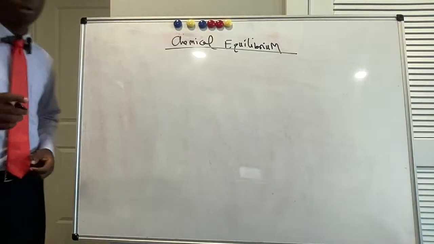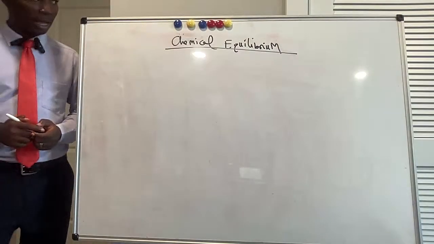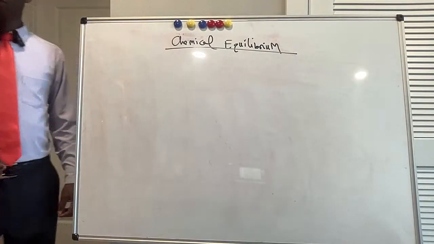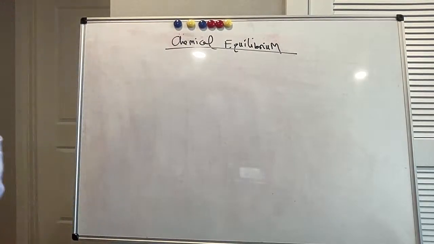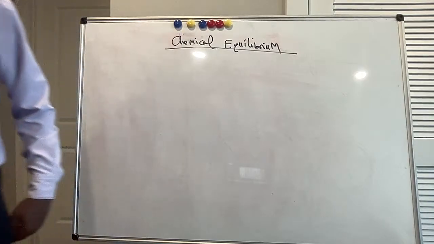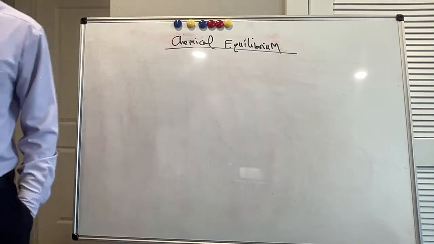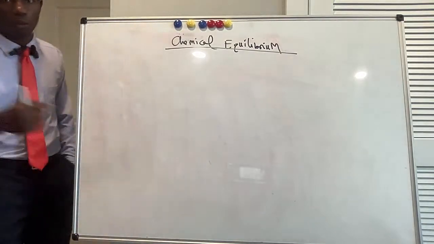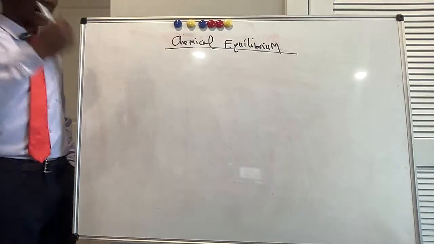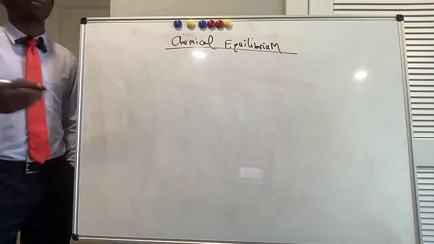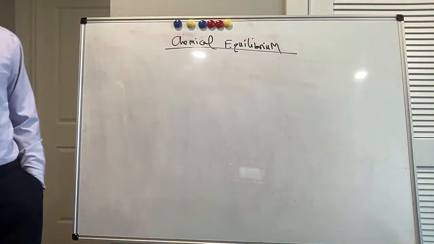So chemical equilibrium is defined as a reaction whereby the backward reaction is the reverse of the forward reaction. When the backward reaction is the reverse of the forward reaction, the reaction is called equilibrium. That is, the rate of the forward reaction is equal to the rate of the backward reaction, and the concentration of the reactant and the product remains the same, or remains constant with respect to time. That is what we call chemical equilibrium.